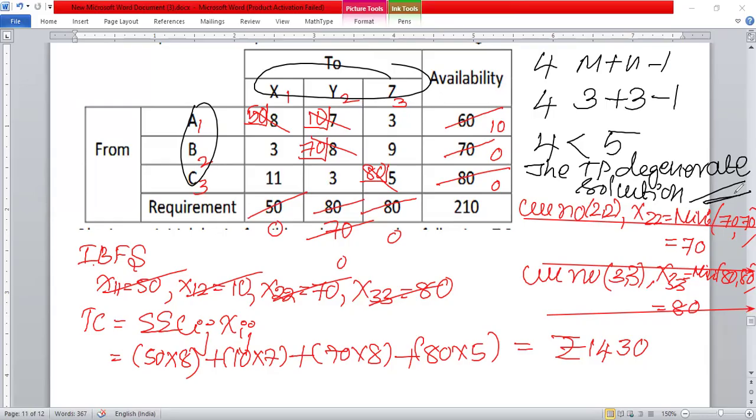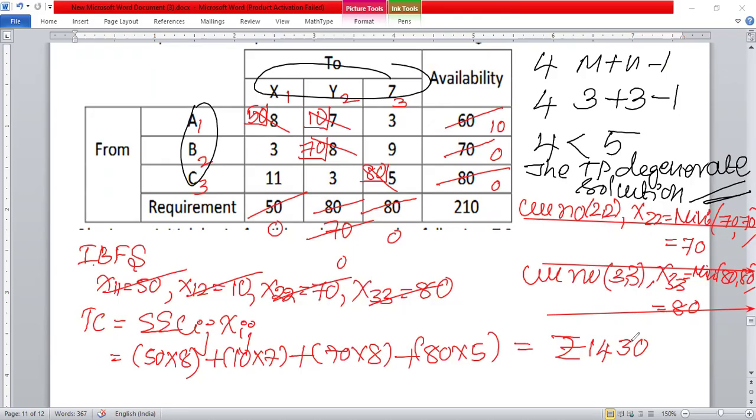Guys, this is the third problem, and we are finishing that. The answer is 1,430, confirmed. And if the number of allocations comes out equal to m plus n minus 1, the above TP is a non-degenerate solution.